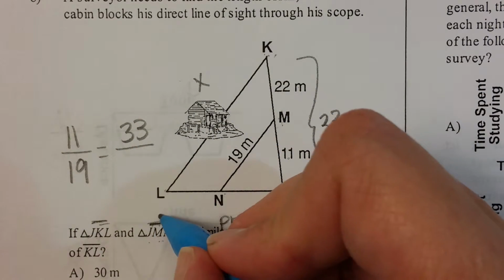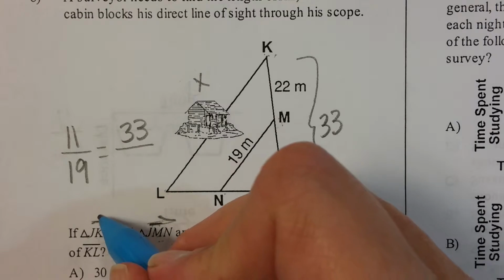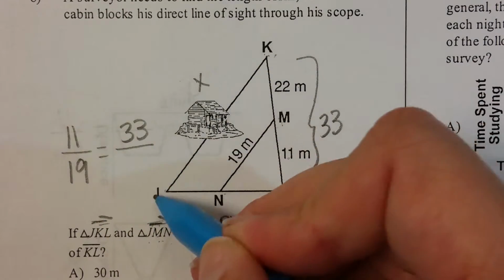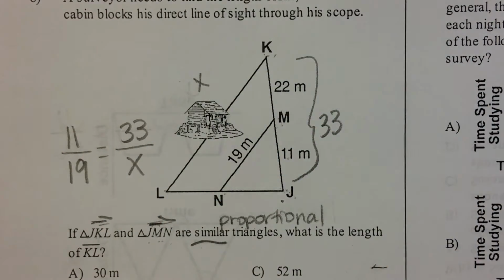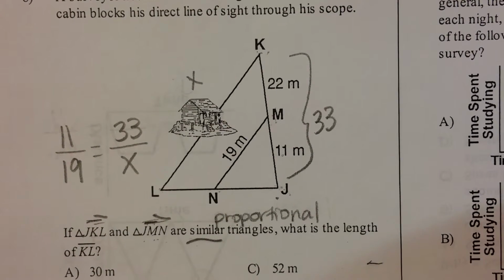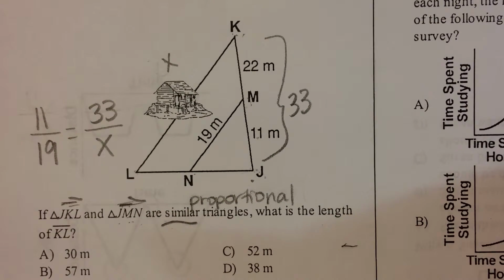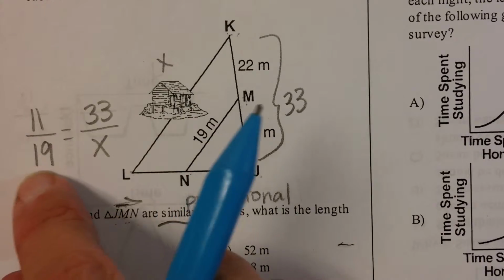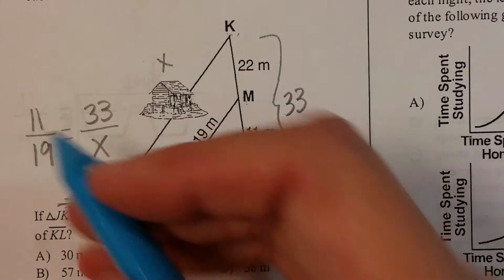MN, this second part here, should correspond to KL. So I'm looking at KL. That's the part that we should have corresponding. Now that we have our proportion set up, we should know how to solve it. We've practiced a few different ways. One of the ways is to cross multiply and divide. So let's do that real quick.